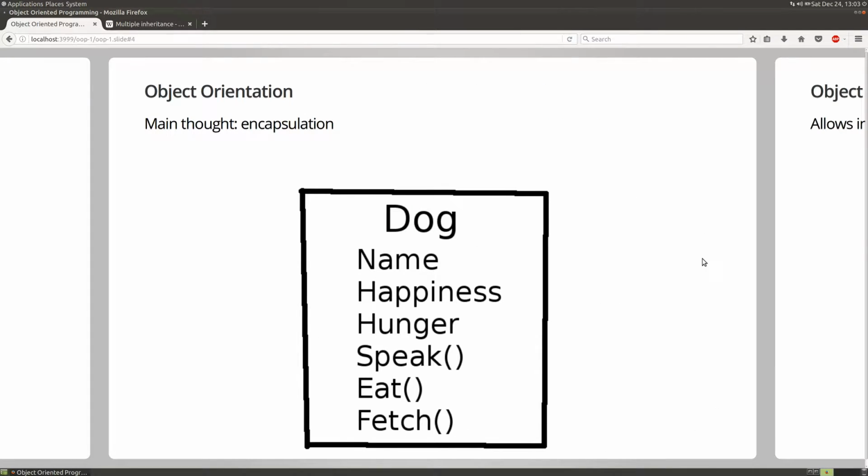Object orientation, the main idea behind it is encapsulation. So in this diagram here, we have a class called dog, and it has certain state assigned to it. So the dog has a name, it has a certain amount of happiness and hunger. It also has behavior bundled into the object called speak, eat, and fetch. And that is essentially the main idea behind object orientation, bundling state and behavior together into a single object.